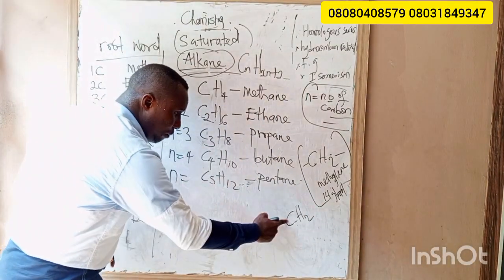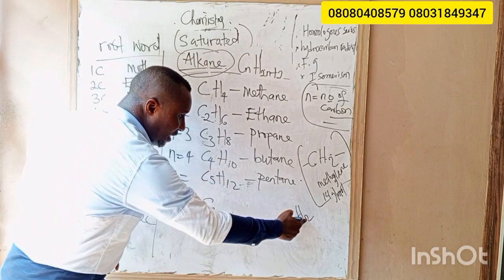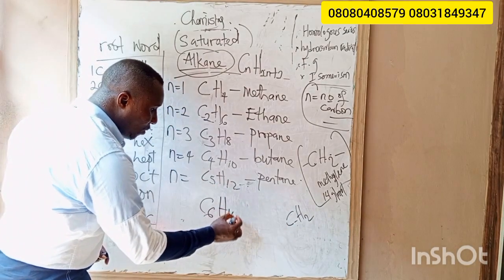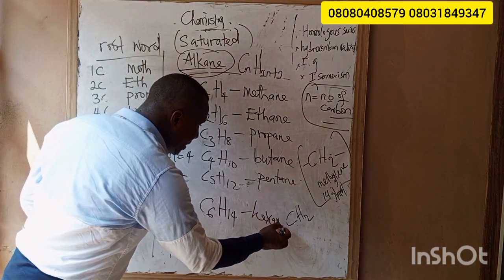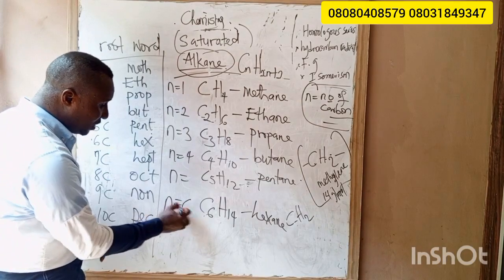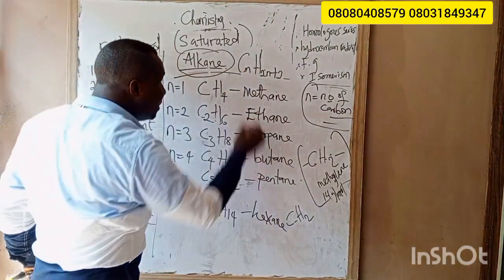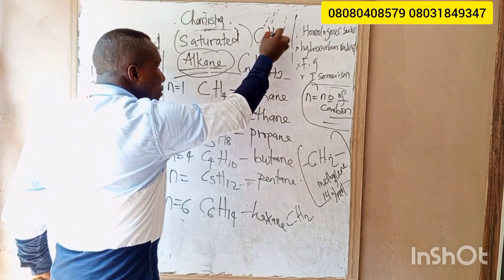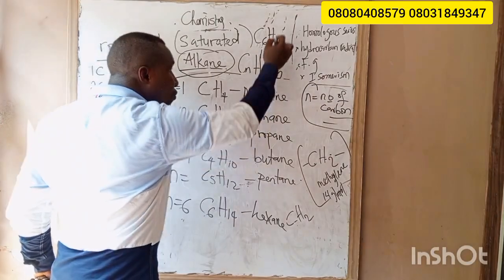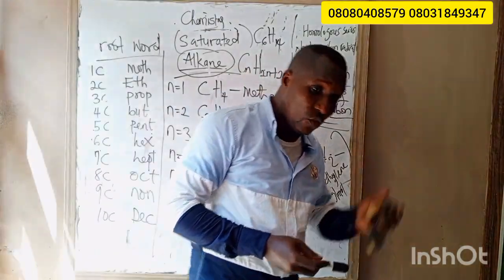That means C5 plus C1 will give you C6. H12 plus H2 will give you H14. And 6 carbon is hexane. If I use the formula, when n equals 6, I will get the same thing. That means use the formula: C n is 6, H 2 times 6, 12, plus 2, 14. That is homologous series.